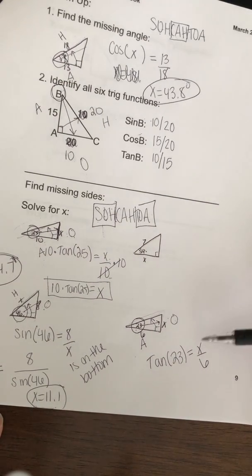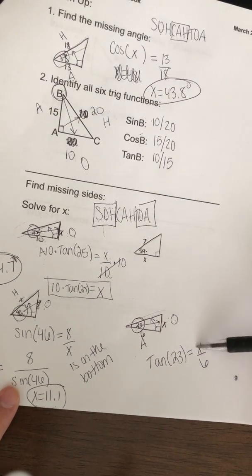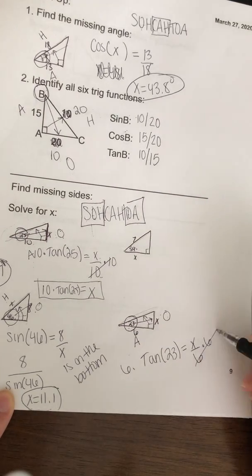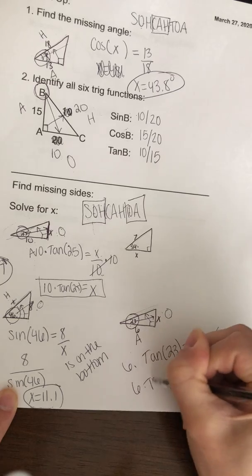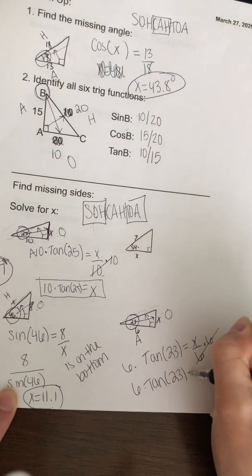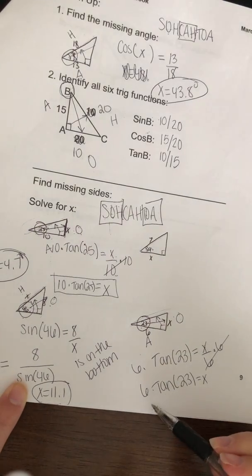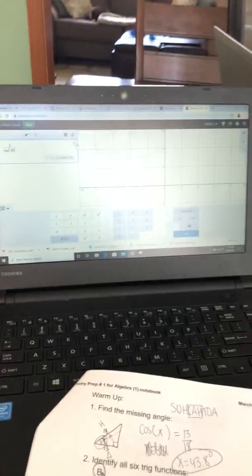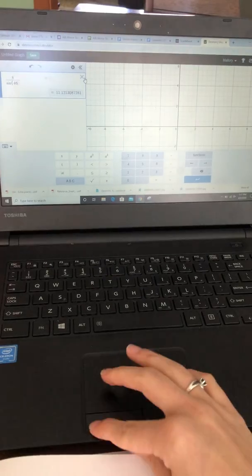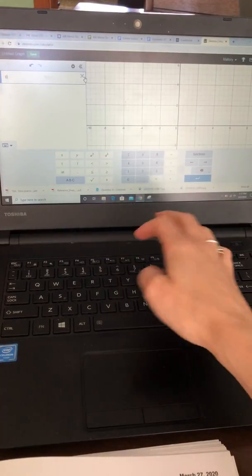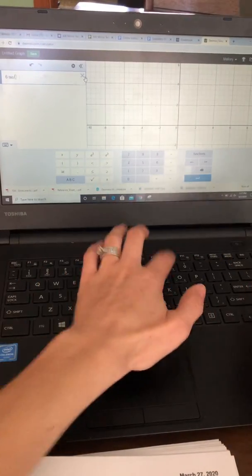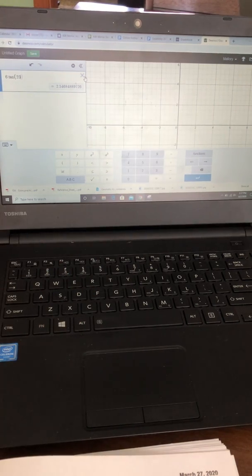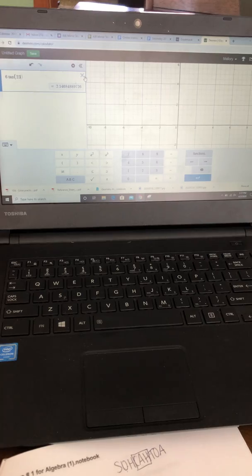Now, X is on top this time, so all I have to do is multiply by 6 so I can get X by itself. So I have 6 times tangent of 23 equals X. Now that X is by itself, this is what I'm going to type into Desmos. So I'm going to delete that out, and it's 6 times tangent of 23, 2.5. So X equals 2.5.